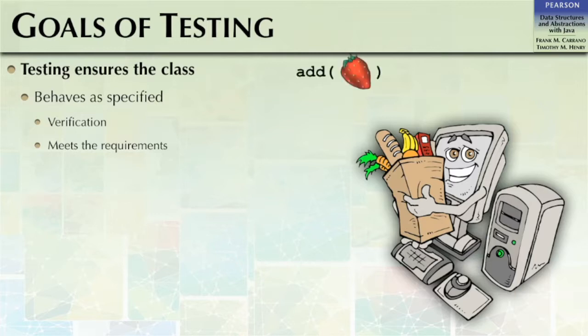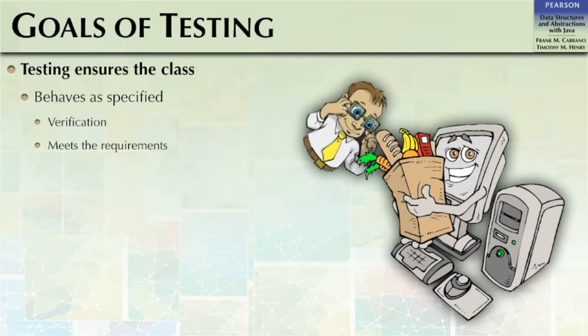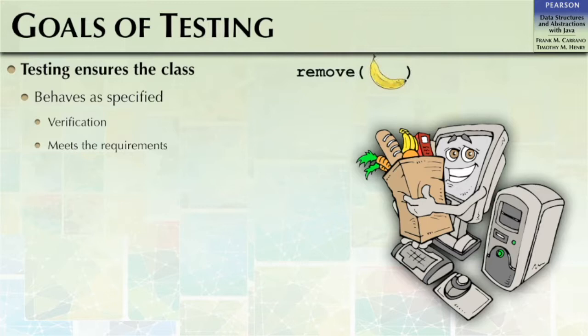So when an item is added to our collection, in this case our bag interface implementation, we need to verify that the item was added. When a specific item is removed, we need to verify that the requested item is removed.